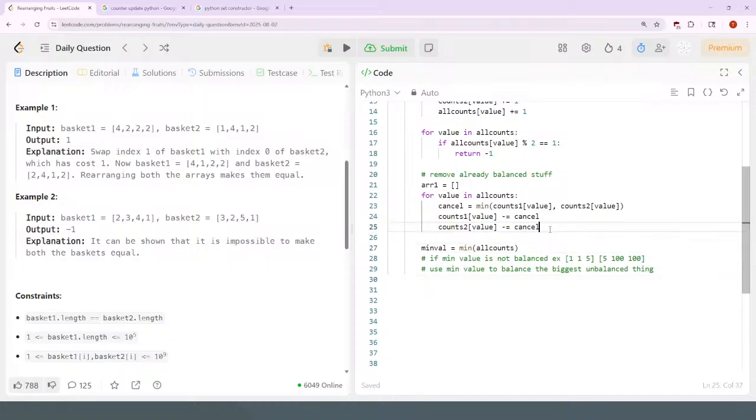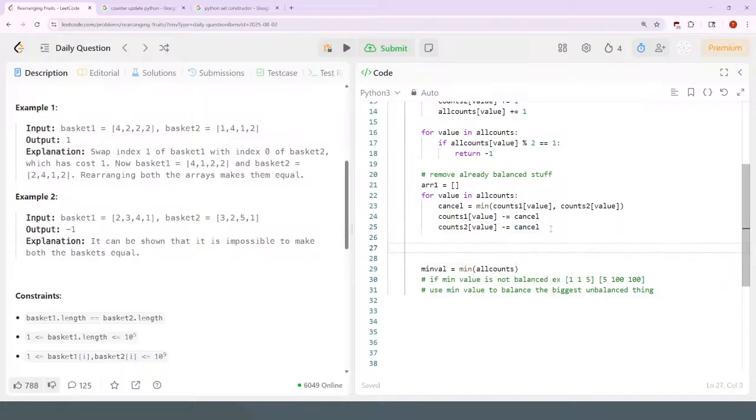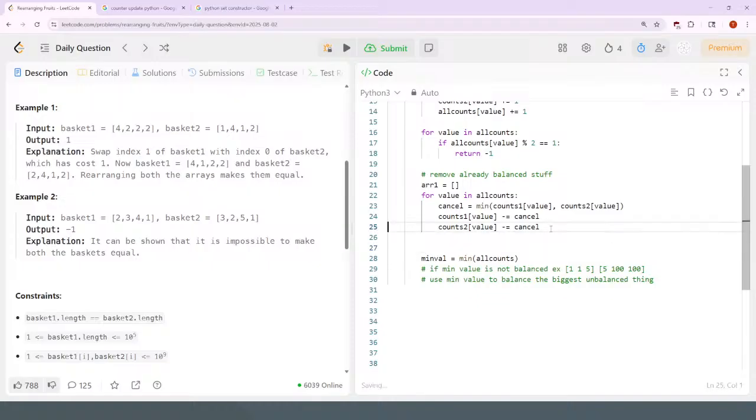Okay, actually, maybe there's a step here that I need to do before this, and that is just to go through and get the things that need to be balanced from each array. So for every value in all counts, actually I should probably do this in the previous one here. So I think maybe array 1 and array 2 should be what I have left over.